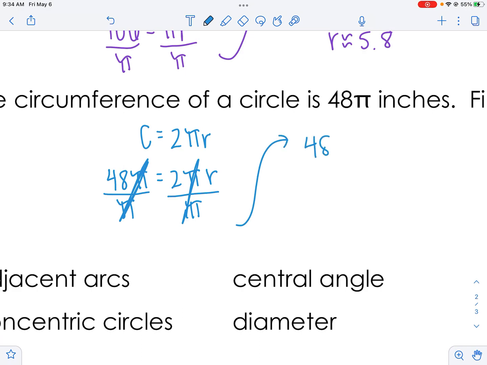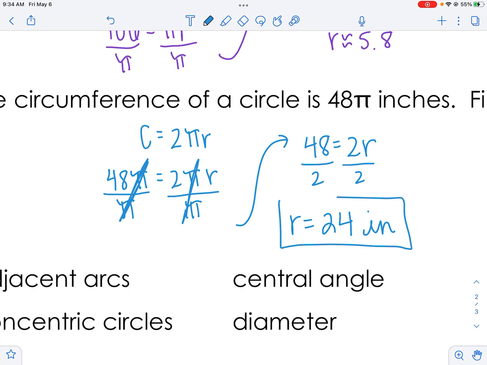And now I have that 48 equals 2r. So if 48 equals 2r, divide both sides by 2. That would make the radius, 48 divided by 2 is just 24 inches. And that's it.